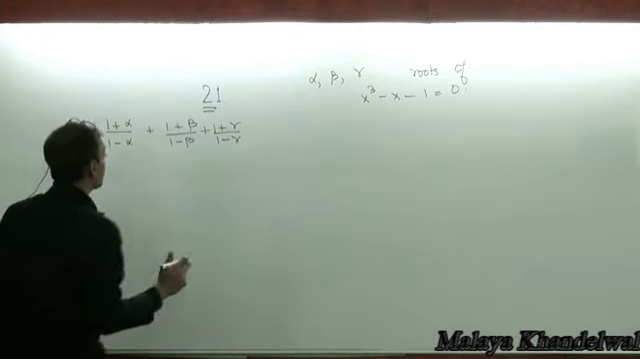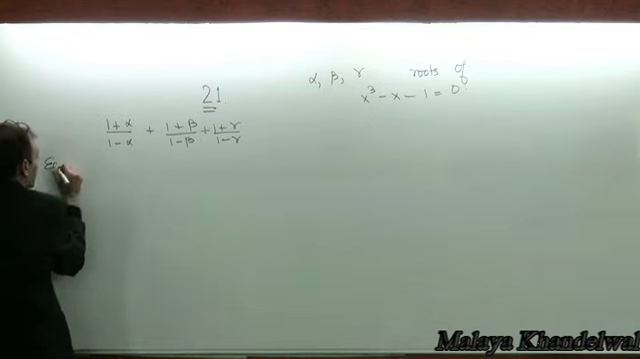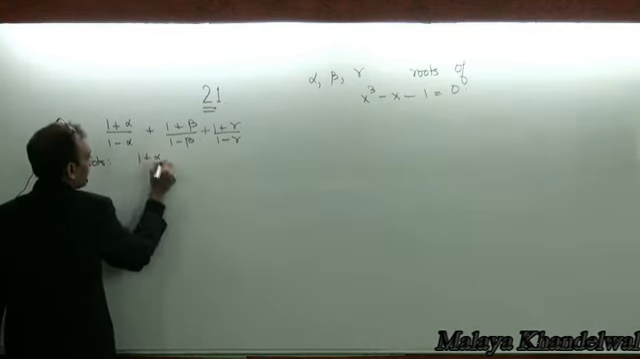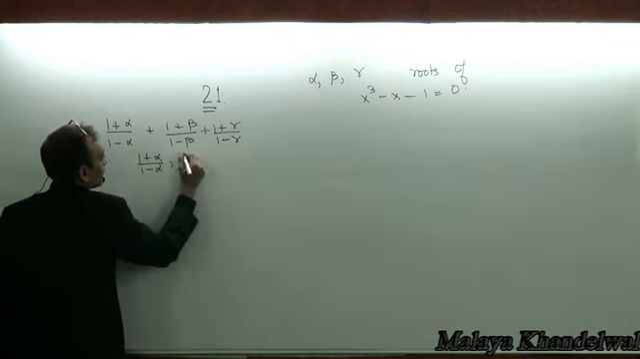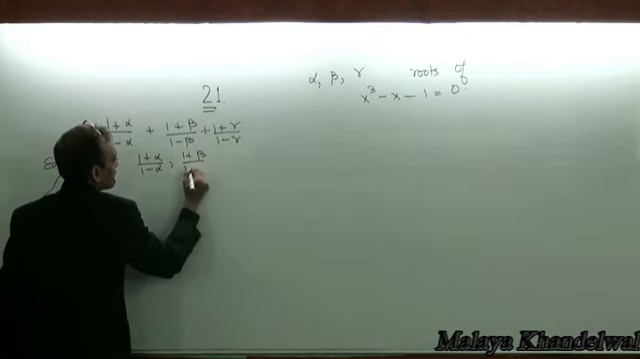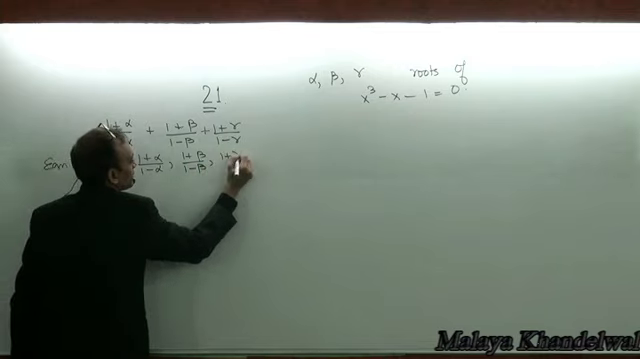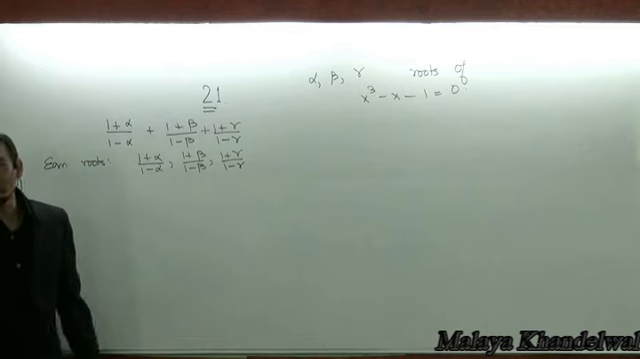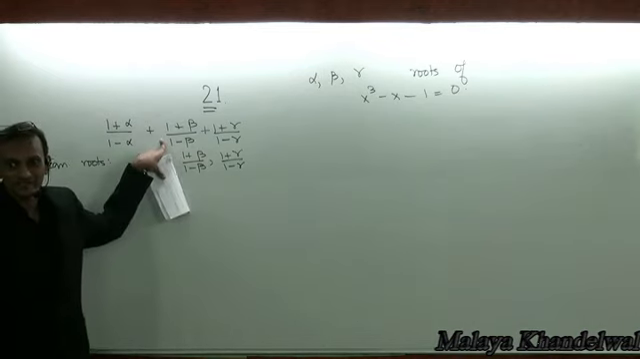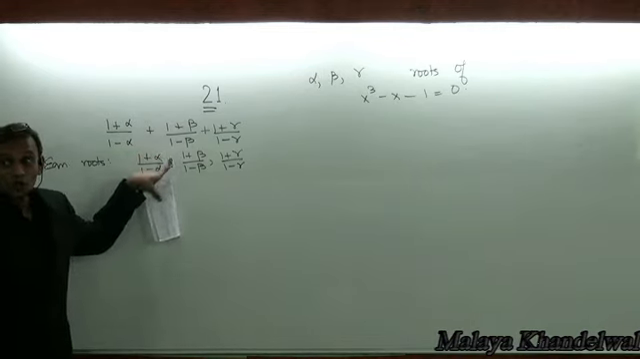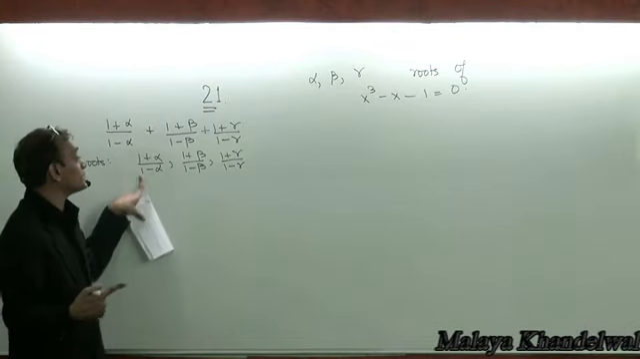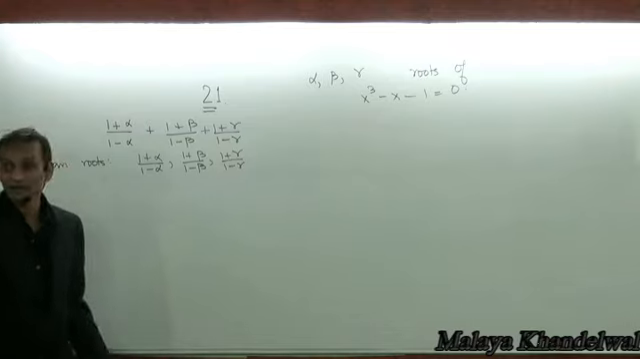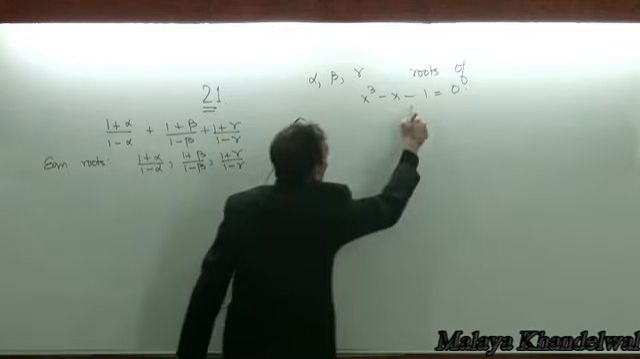Now if I can create an equation with roots 1 plus alpha by 1 minus alpha, 1 plus beta by 1 minus beta and 1 plus gamma by 1 minus gamma, then the sum of the roots of that equation would be this. Yes or no? So let me create an equation whose roots are these. Alpha, beta, gamma are the roots of this.